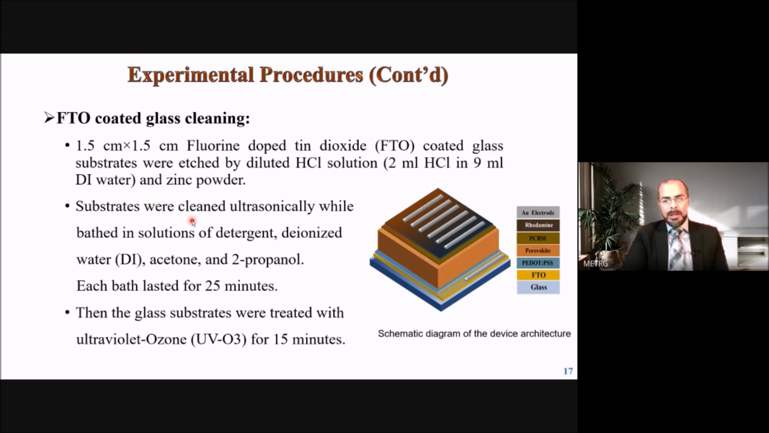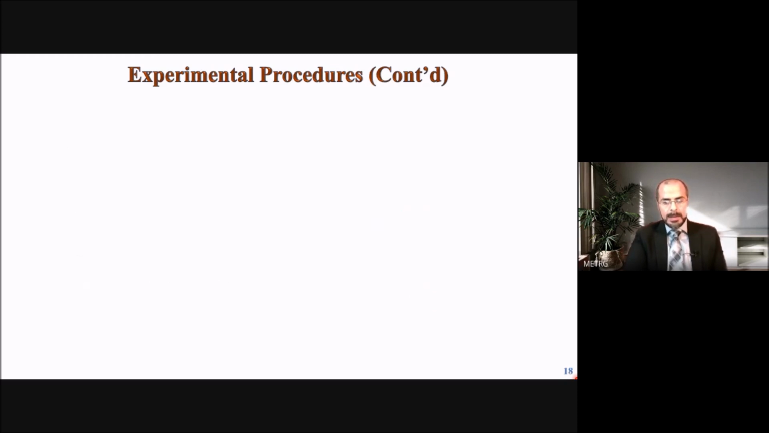So when we're done with etching with hydrochloric acid diluted in the percentage of 2 to 9 with DI water, we clean the substrates ultrasonically in an ultrasonic bath, where we use detergent, deionized water, acetone, and isopropanol. Each one of them is going to last at least 25 minutes. Then the glass substrates were treated with ultraviolet ozone, UVO3, for 15 minutes.